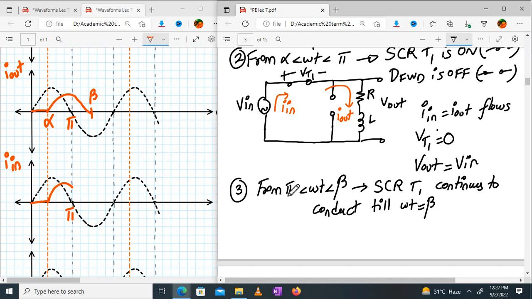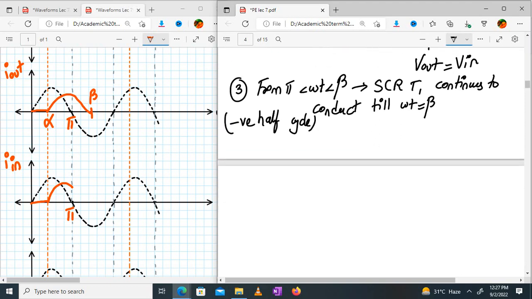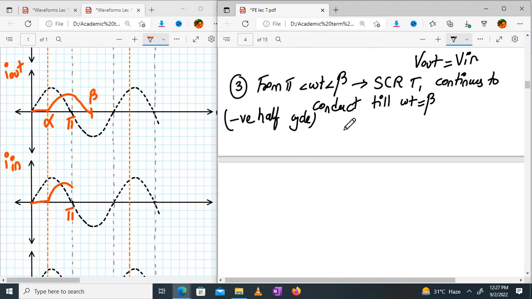So what has happened from pi to beta? Where is our input going? Input is going to the negative half cycle, right? Yes or no? So now in the negative half cycle, let me redraw the waveforms. Now what will happen? SCR is on, right? SCR continues to conduct means what? It's on. It is still behaving as a short circuit. What happens to my freewheeling diode? Let us draw that circuit.